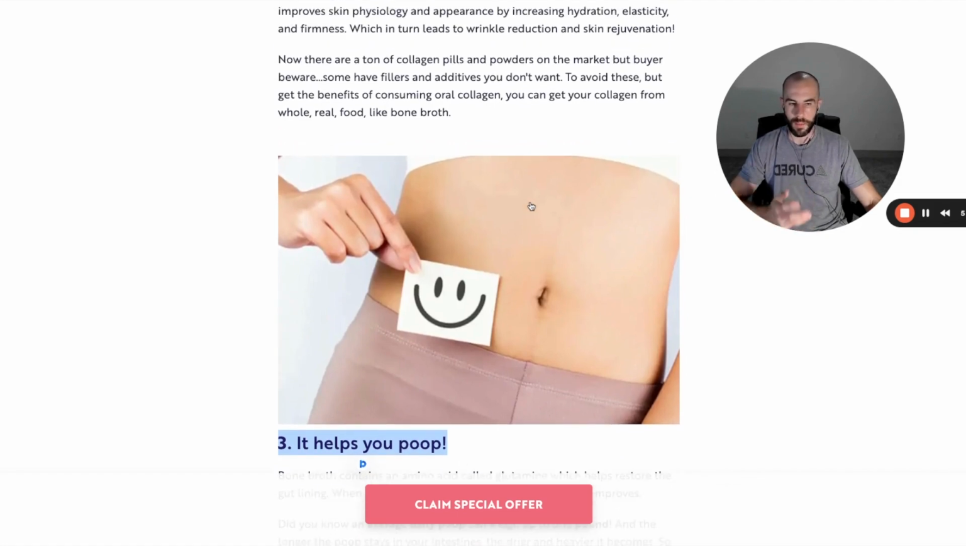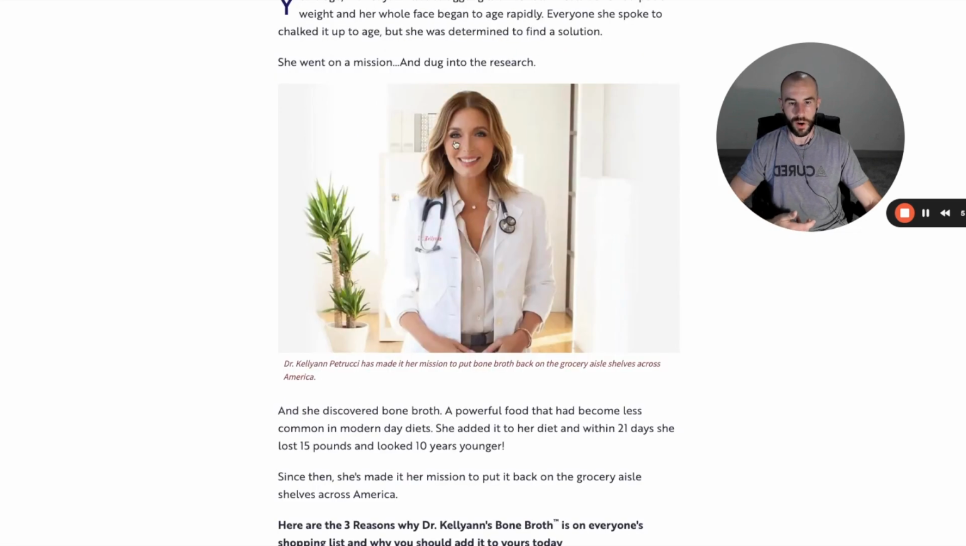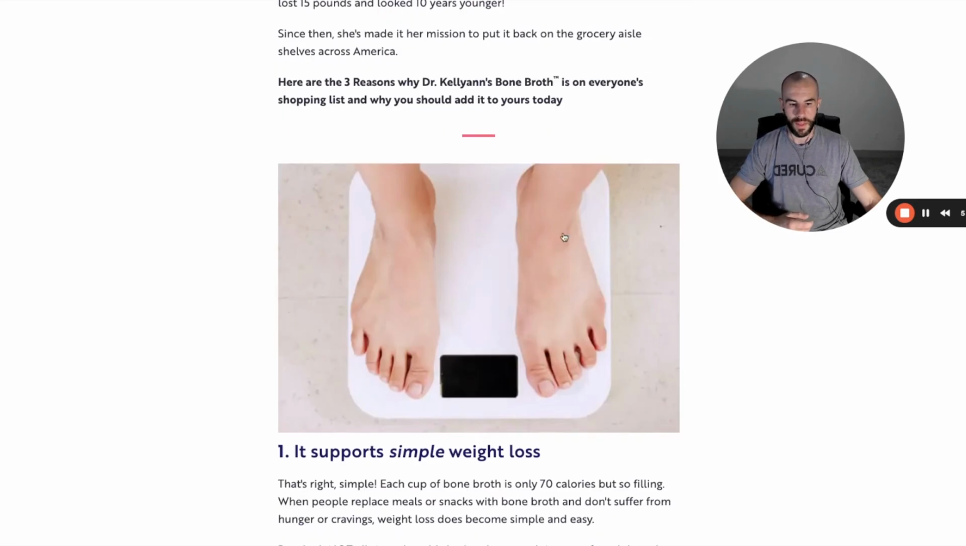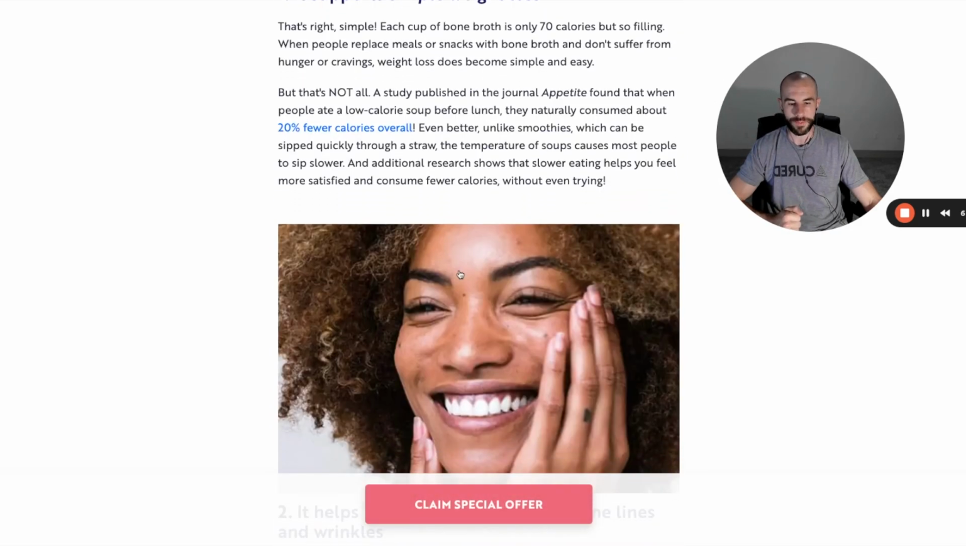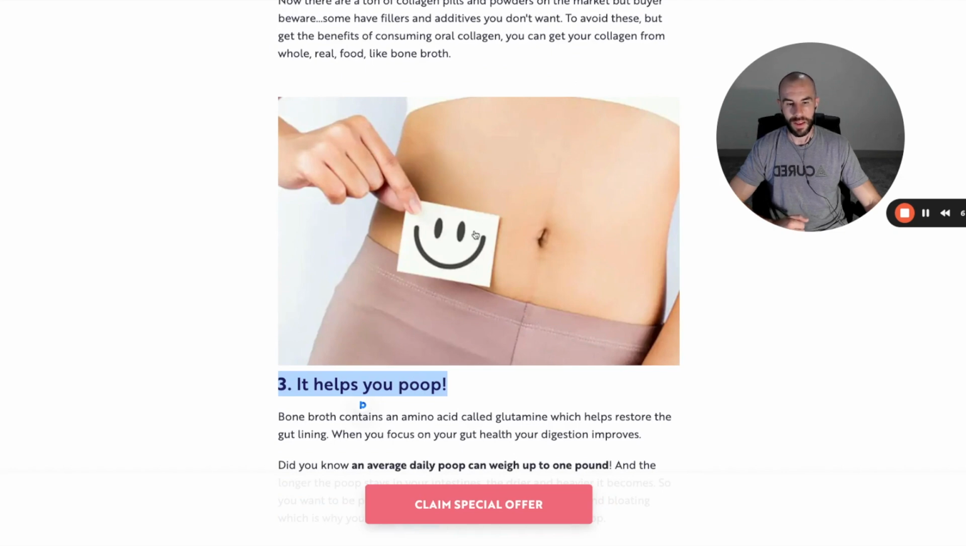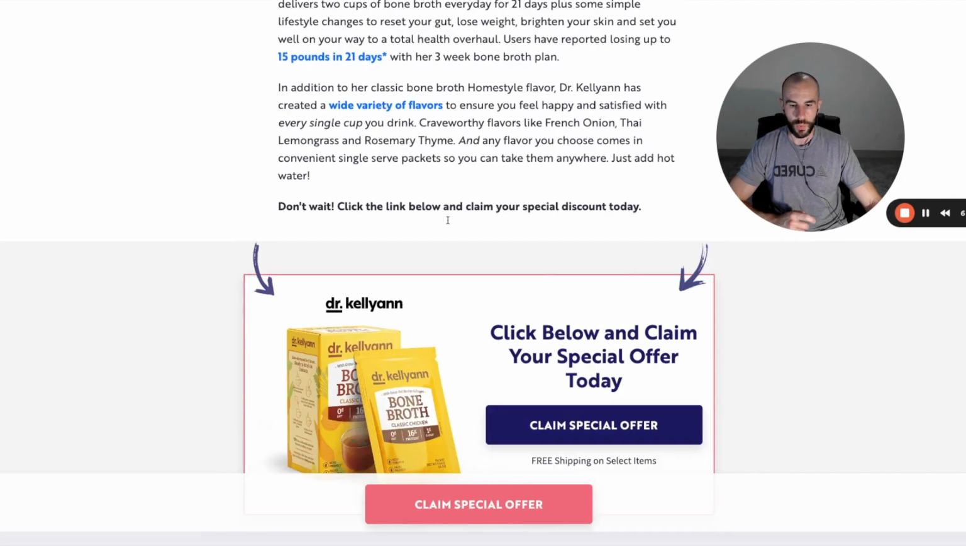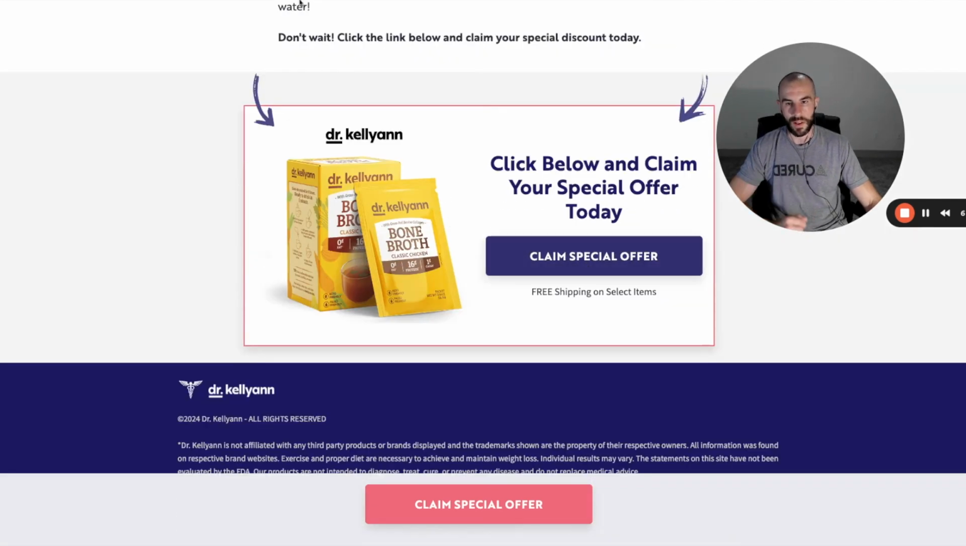You can see through all the images exactly the kind of person that we're going for. She herself is an attractive female. Then this obviously looks like women's feet. Men's feet would be way more mangled on that scale. We have an attractive woman here. And then we have a woman with a slim belly here, showing a smiley face, no bloating, no skin issues, anything along those lines. Then we have our social proof, and you can go ahead and claim your special offer today.